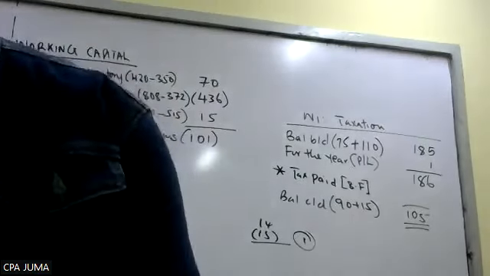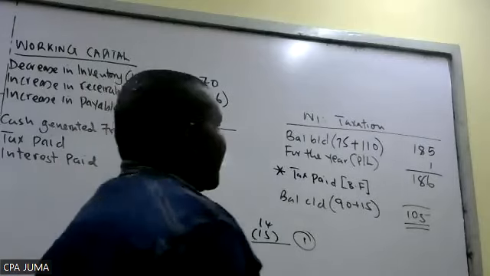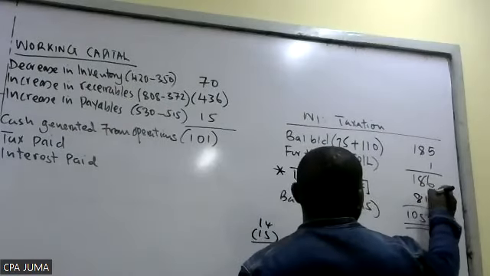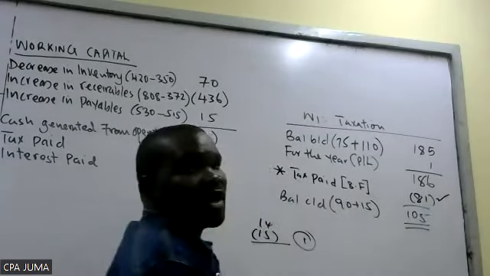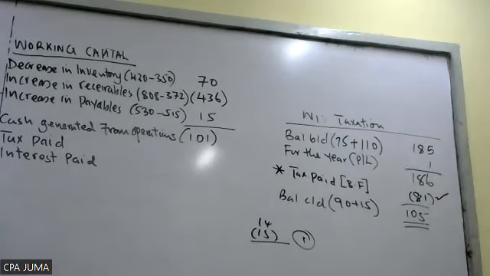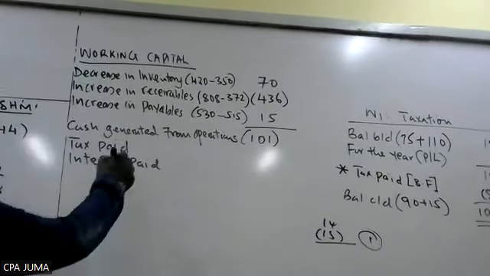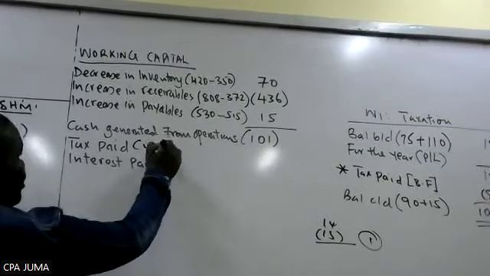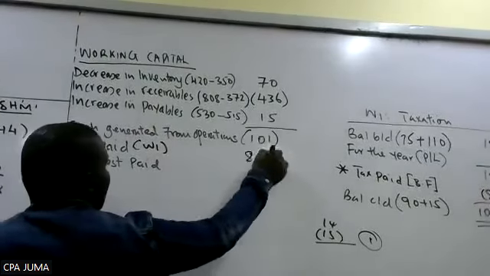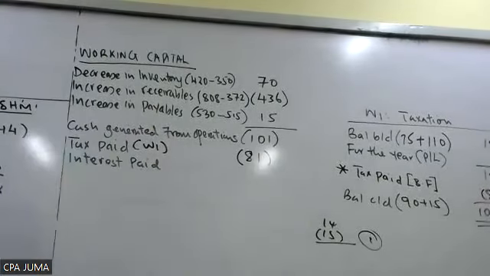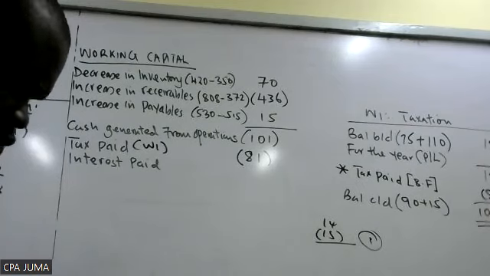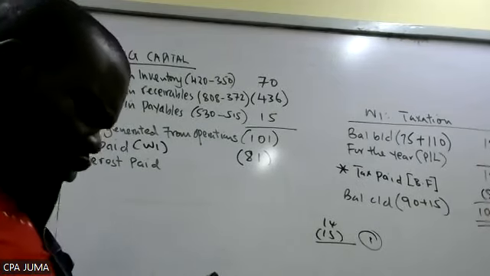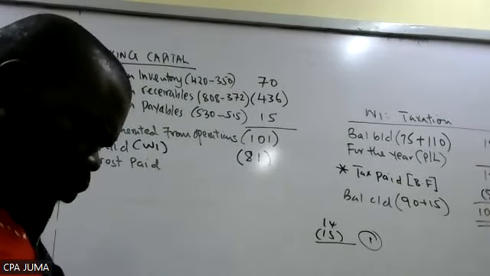Good. So Joshua is saying it is 81. These people paid 81. So if that is okay, you take it to the cash flow. You say working 1, they paid tax of 81. So total tax is 81. Then I want us to check the interest.